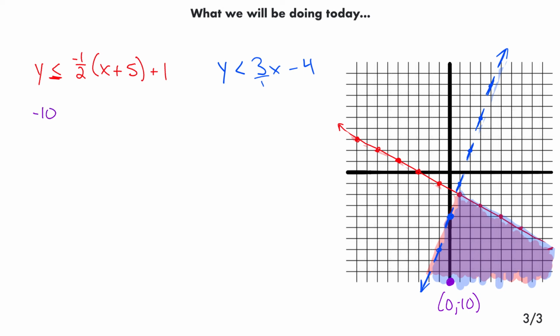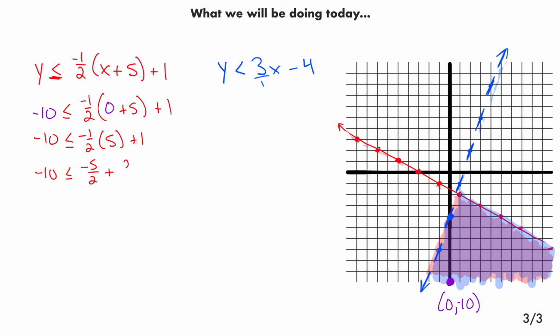Negative 10 is less than or equal to negative 1/2 times the quantity of 0, I need to put that in purple, 0 plus 5 plus 1. If that purple point is correct, then when I'm done with this, I should get a true statement. Negative 10 is less than or equal to negative 1/2 times 5 plus 1. Negative 10 is less than or equal to negative 5 over 2 plus 2 over 2. Negative 10 is less than or equal to negative 3 over 2, which is negative 1.5. It works for the red equation.